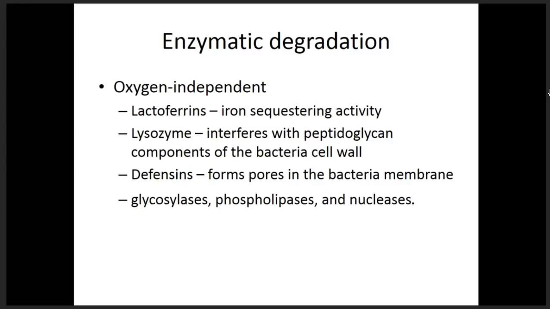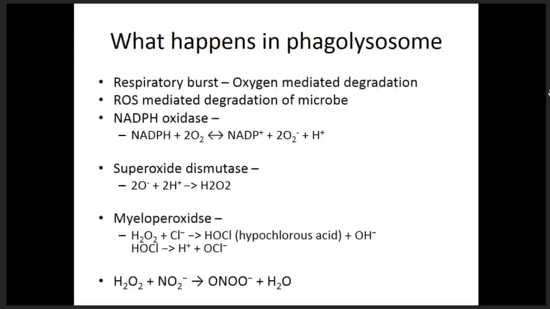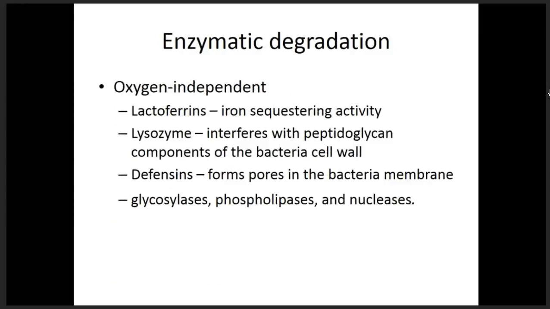You also have the production of defensins, which form pores in the bacterial membrane, essentially causing them to degrade. And of course, you have other enzymes such as glycosylases, phospholipases, and nucleases, which will degrade the cell wall component, cell membrane, and nuclear material. Okay, so that's the phagocytosis. You need to talk about the actual process of getting the cell into the phagolysosome, and then take us through respiratory burst, and then take us through the oxygen-independent mediated degradation.